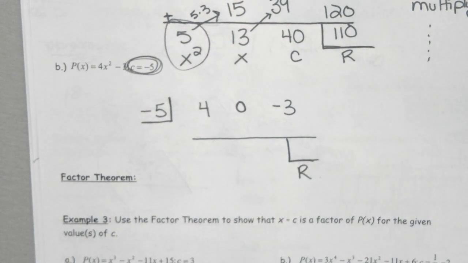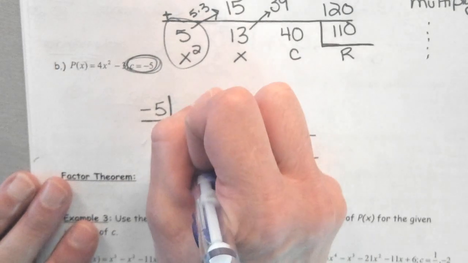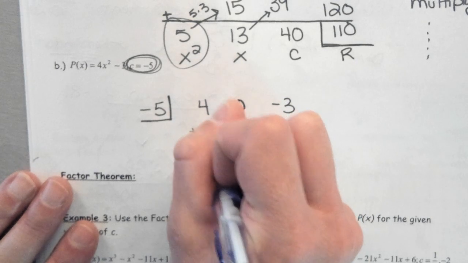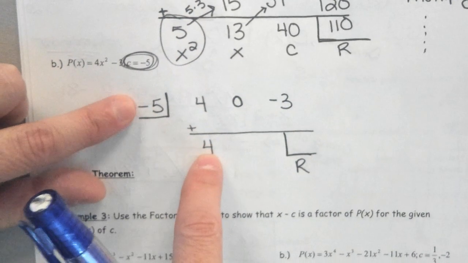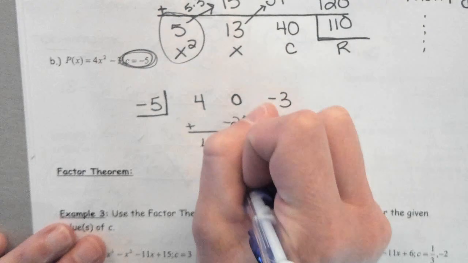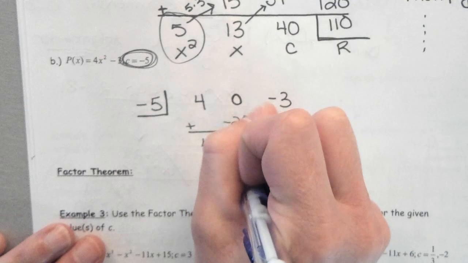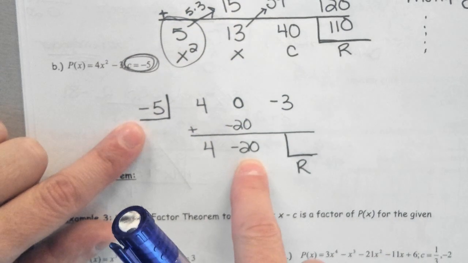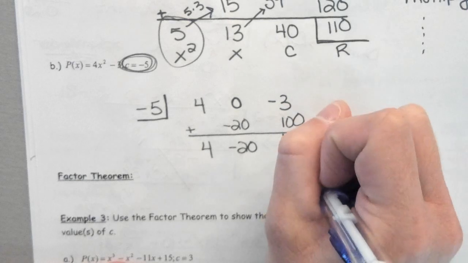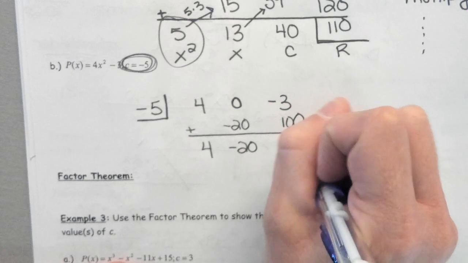Again, you always add first, multiply second. The order is never going to change. Here we go. 4 plus nothing is 4. 4 times -5 is -20. 0 plus -20 is -20. -20 times -5 is 100. -3 plus 100 is 97.